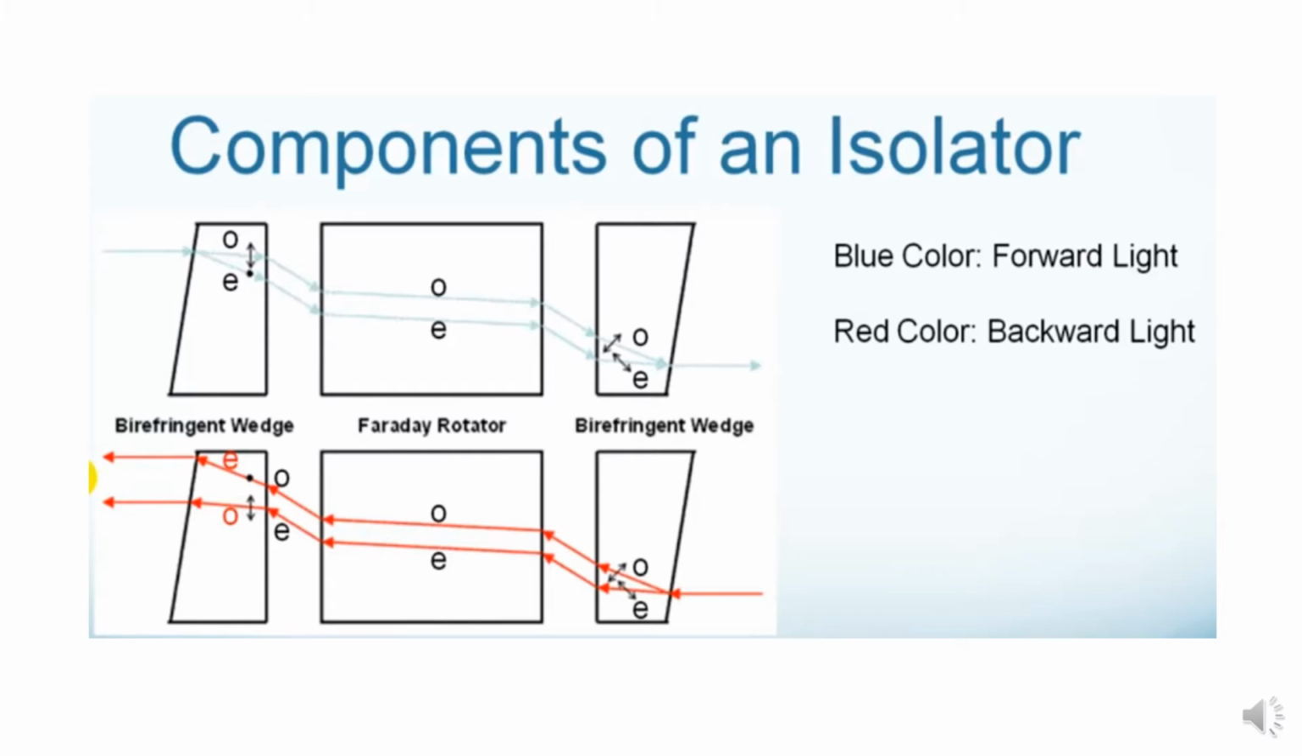Similarly, the red color indicates light traveling in the backward direction, and this light also separates into two beams from the birefringent wedge and is rotated by the Faraday rotator. And when these two beams reach the input birefringent wedge, instead of combining, these beams are further diverged apart and cannot be forwarded back to the fiber. So this indicates that isolators always transmit in one direction and block the light in the other direction.